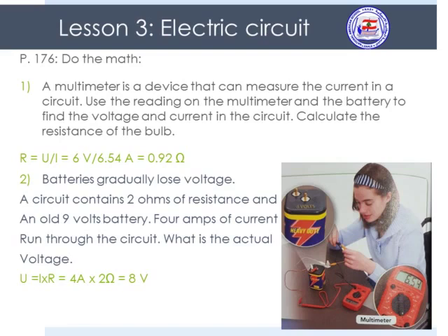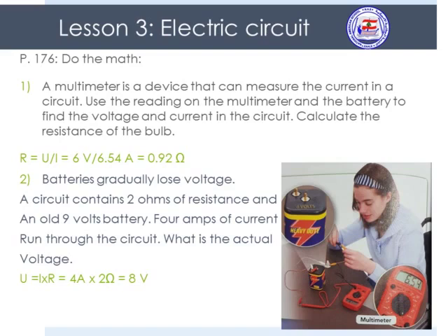Part 2. Batteries gradually lose voltage. This is why you have to change batteries. Sometimes they die, they stop working. They lose their voltage. A circuit contains 2 ohms of resistance and an old 9 volts battery. 4 amps of current run through the circuit.